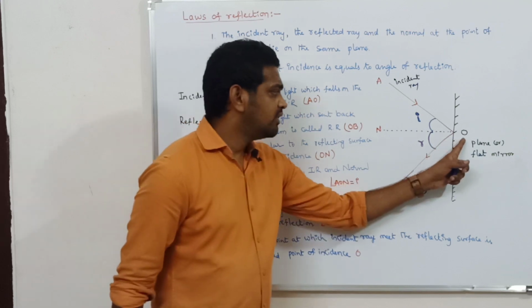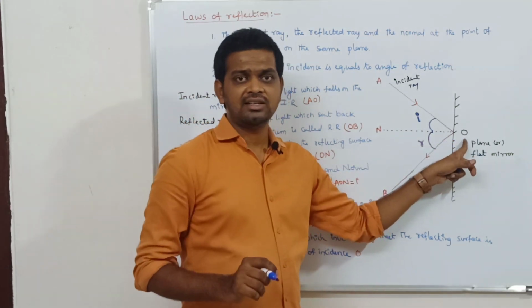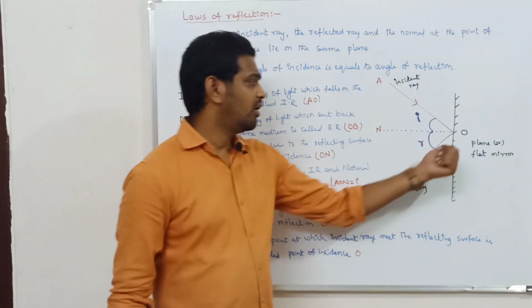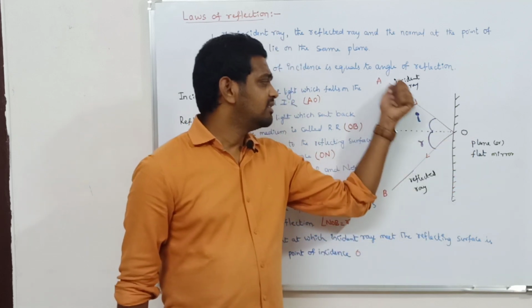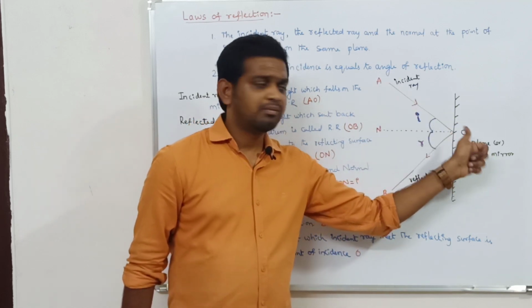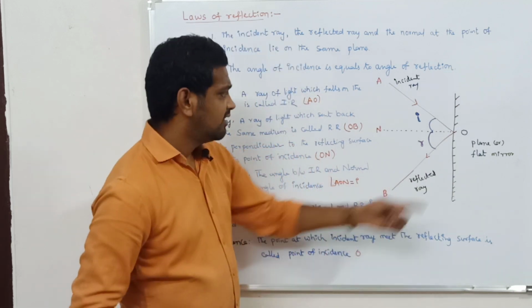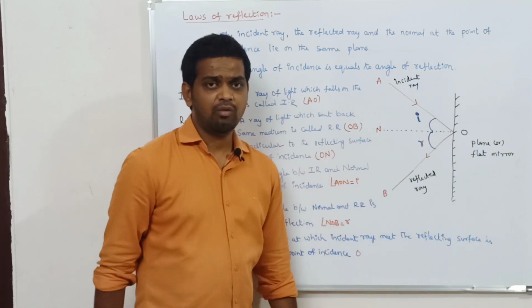Coming to the point of incidence, the point at which the incident ray meets the reflecting surface is called the point of incidence. That point we are considering as the point of incidence. In the diagram, I represented the point of incidence by using the letter O.